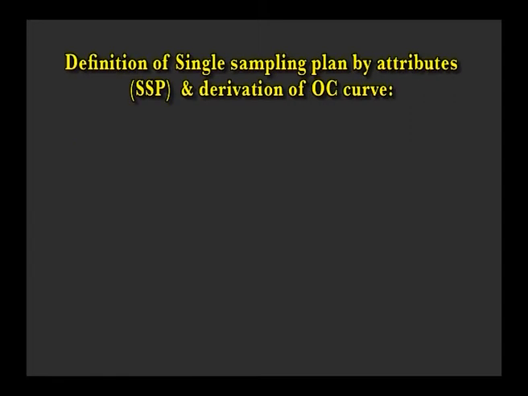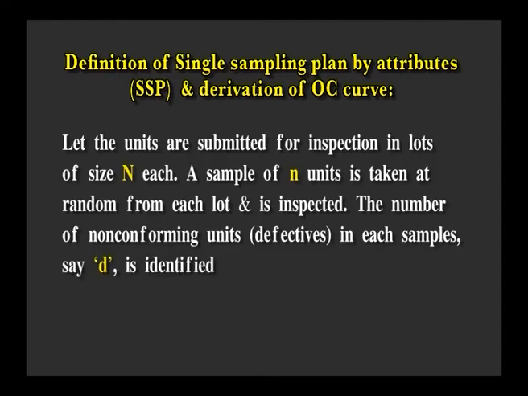Definition of single sampling plan by attributes, in short SSP, and derivation of its OC curve. Let the units be submitted for inspection in lots of size capital N each. A sample of small n units is taken at random from each lot and is inspected. The number of non-conforming units, that is defectives, in each sample, say D, is identified.